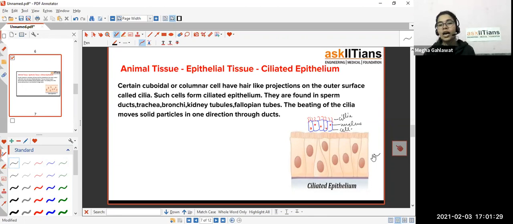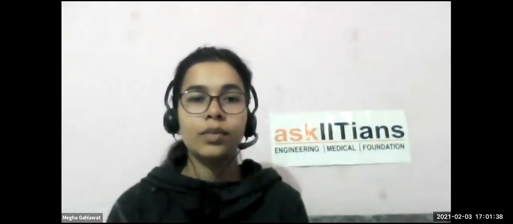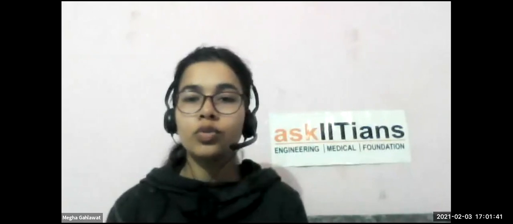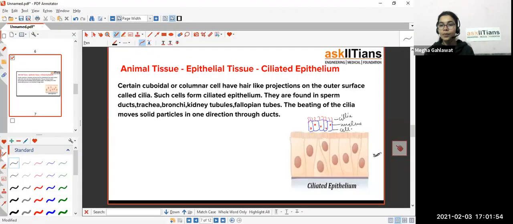Now this is the epithelium, similar to the particular diagram that is just shown here. Okay, now that is one thing. Apart from that, the important thing about the ciliated epithelium is that they have the hair-like projections, which is one thing. Second thing, these are present on the outer surface of the cell.